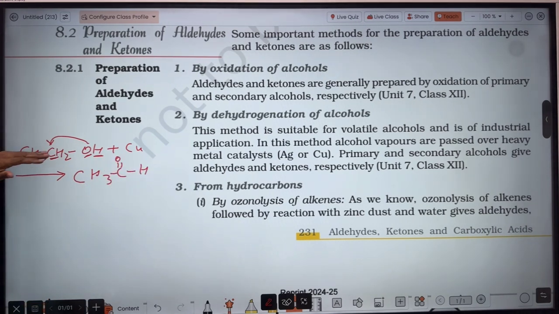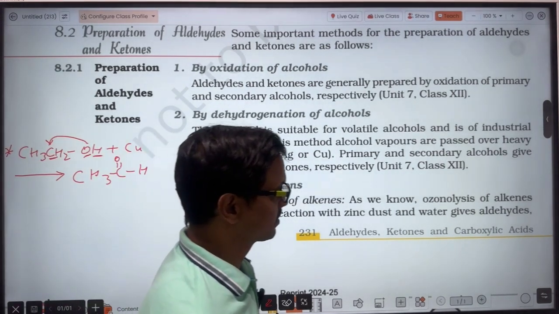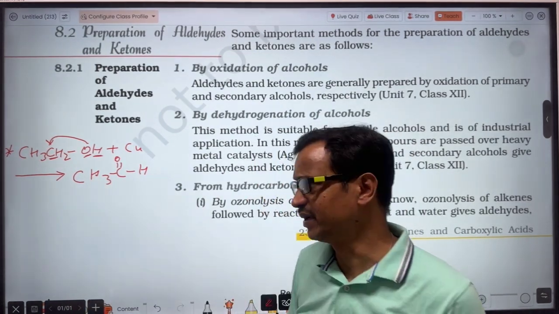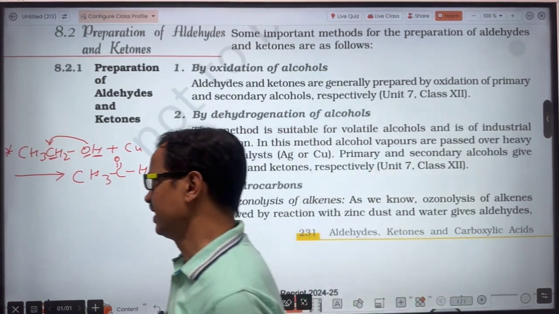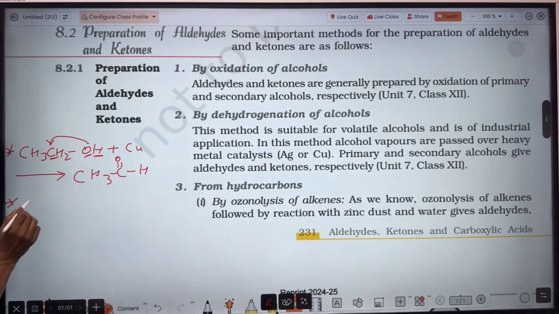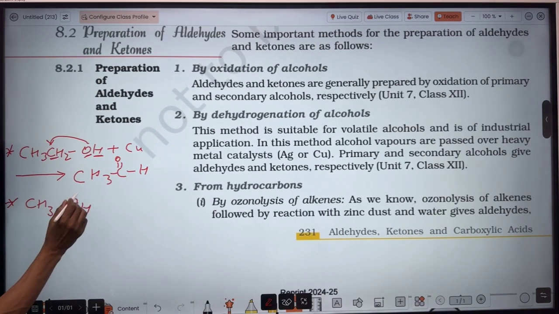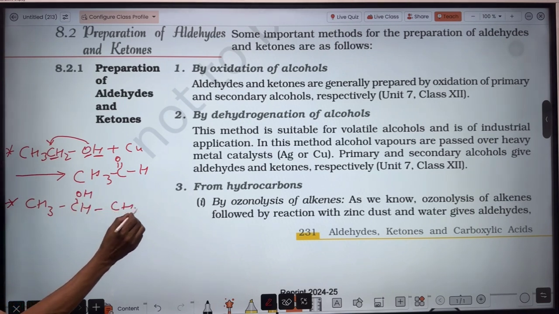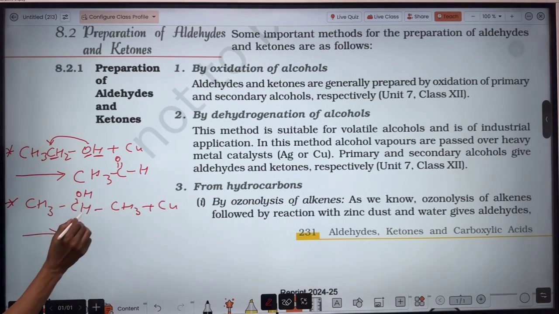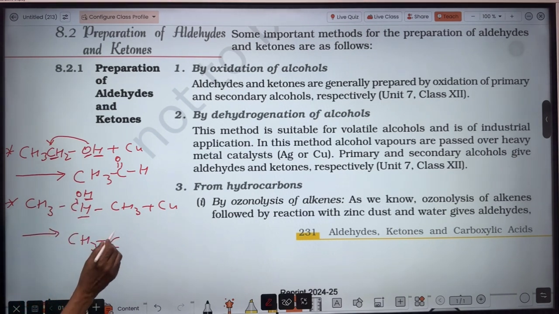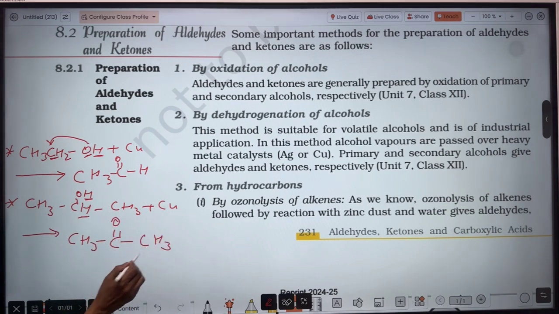So when the 1-degree alcohol is dehydrogenated by taking copper, then the aldehyde will form. And when the 2-degree alcohol is treated with copper, then there will be a formation of ketone, because the hydrogen of OH and the hydrogen bonded to the alpha carbon will get released, and this oxygen will form a double bond to this carbon. So the compound becomes this. Okay, the name is propanone.